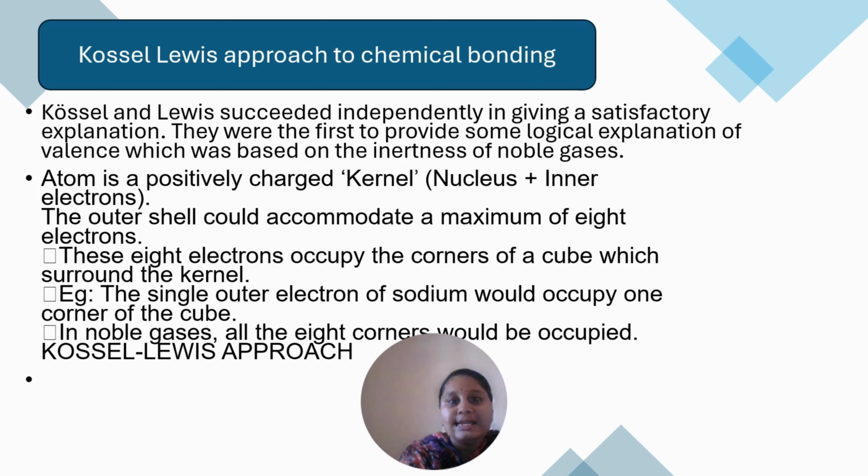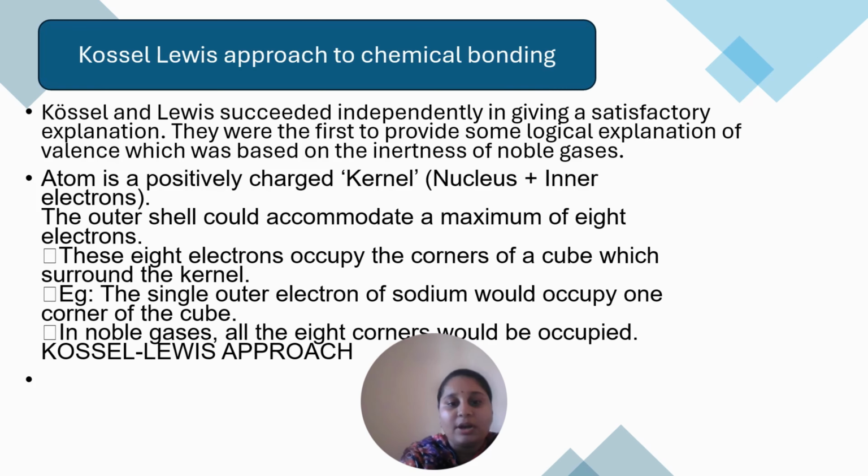So the next one is proposed by Lewis. He gave an atom notation, which are called Lewis symbols or Lewis notations. And according to the Lewis symbol, the symbol of the element represents the nucleus, with the valence electrons shown by dots or crosses around the symbol.